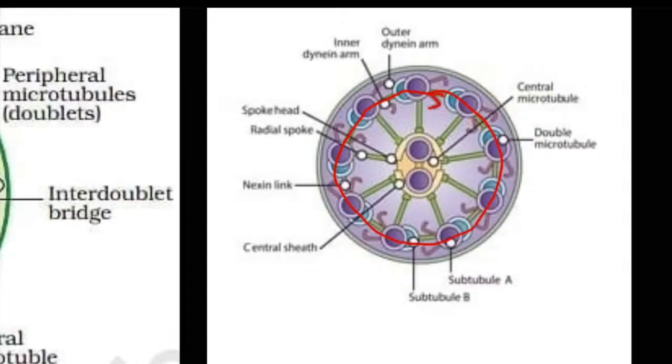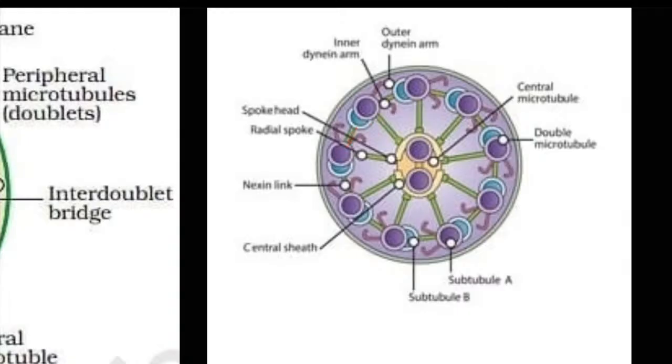Inside, you will be having one inner, and outside you will be having one outer. That is what is known as the inner dynein arm, and then the other is known as the outer dynein arm. Both are made of dynein protein and act as motor proteins that produce movement. Then the AB linker is a nexin linker, which is made up of nexin protein.